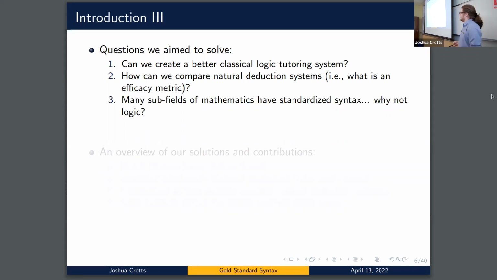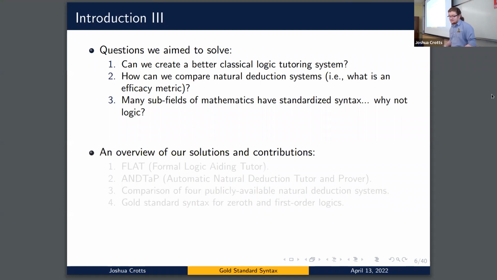And thirdly, a lot of math subfields have standardized syntax. Take set theory, for instance. If you see one book on set theory, it's most likely going to have the exact same syntax as another book on set theory. Formal logic doesn't have that same treatment. So we wanted to see if it were possible to standardize logic syntax.